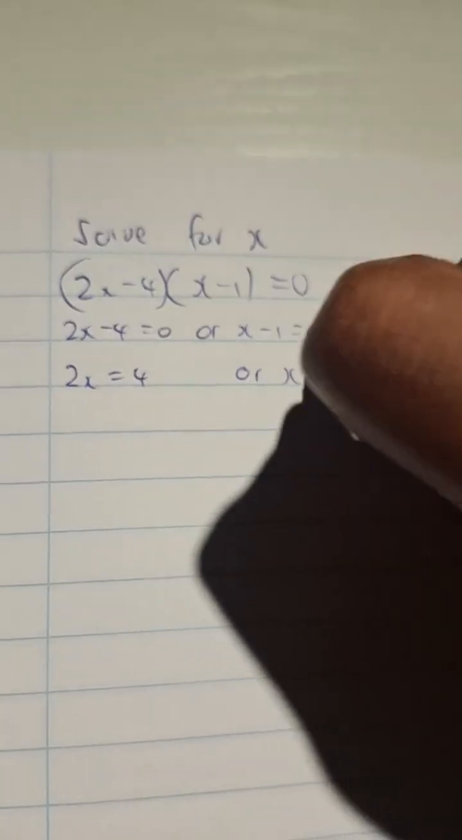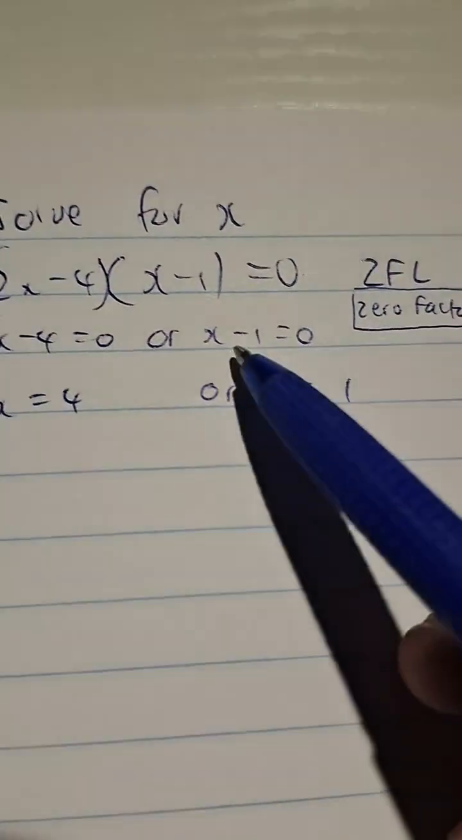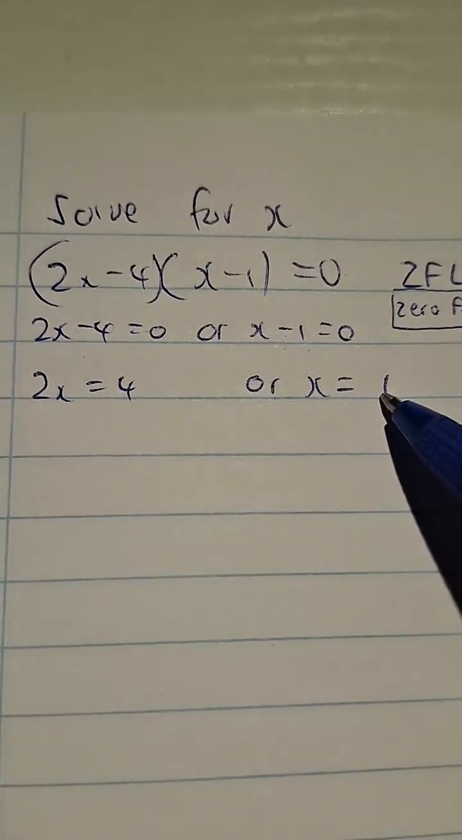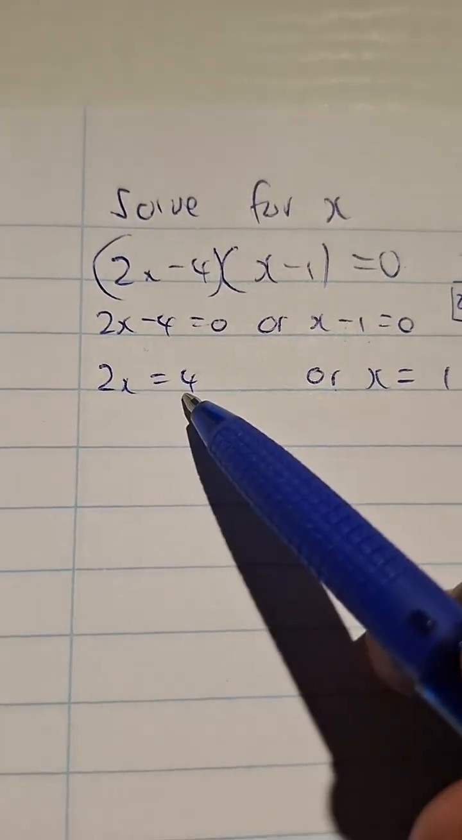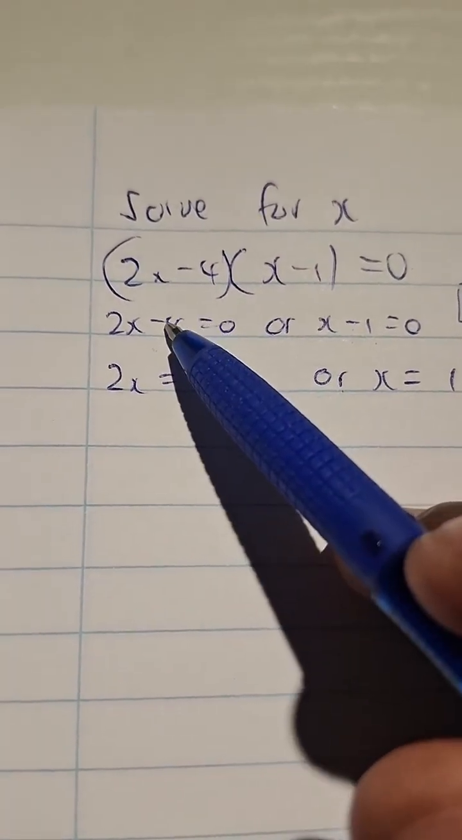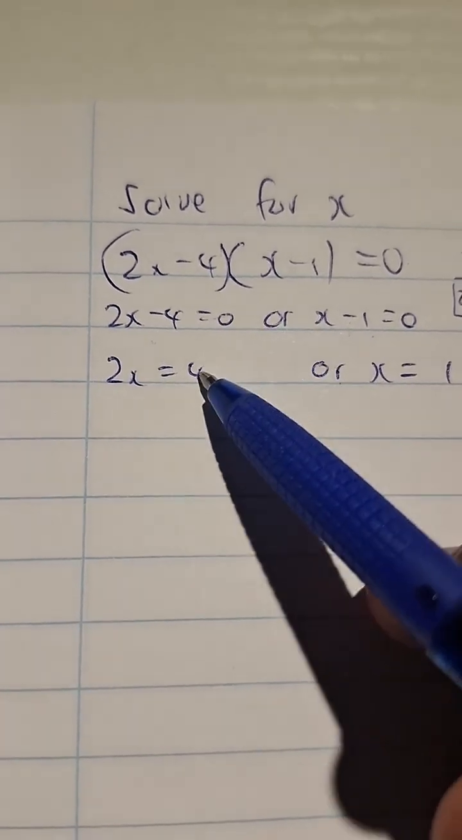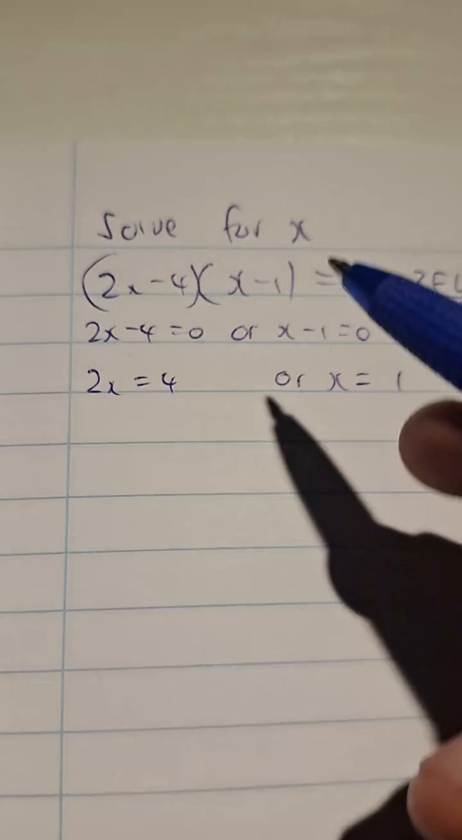Then we can solve these 2 independent linear equations separately, guys, separately. So that means 2x is equal to 4, whereas x is equal to 1. What we just did here is we transposed the minus 1, so x is equal to 1. This side we have 2x is equal to 4. We've transposed the minus 4. In other words, we took the minus 4 over to the right hand side and it becomes positive 4.